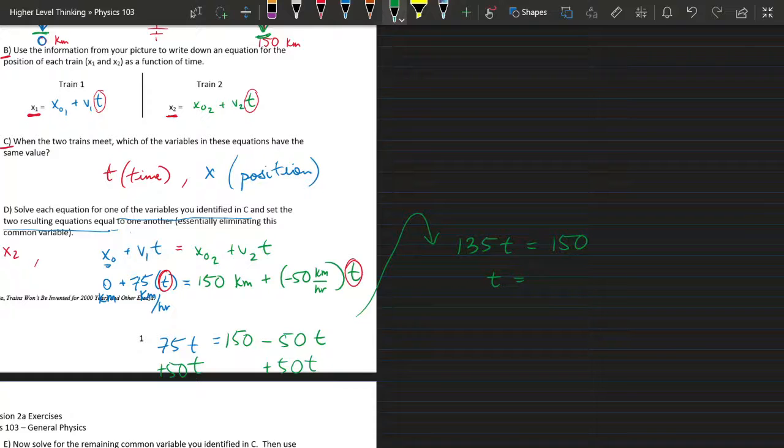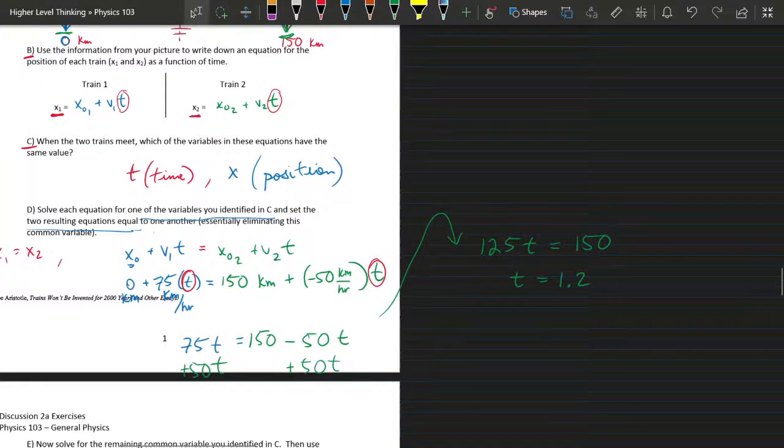Let me just pull out my calculator quick. And, oh, made a mistake here. This is 125. My bad. So then we can take 125 and divide both sides, and we get time is equal to 1.2. And what would our unit be? Well, we're working in kilometers per hour. So 1.2 hours. We'll keep that in mind.